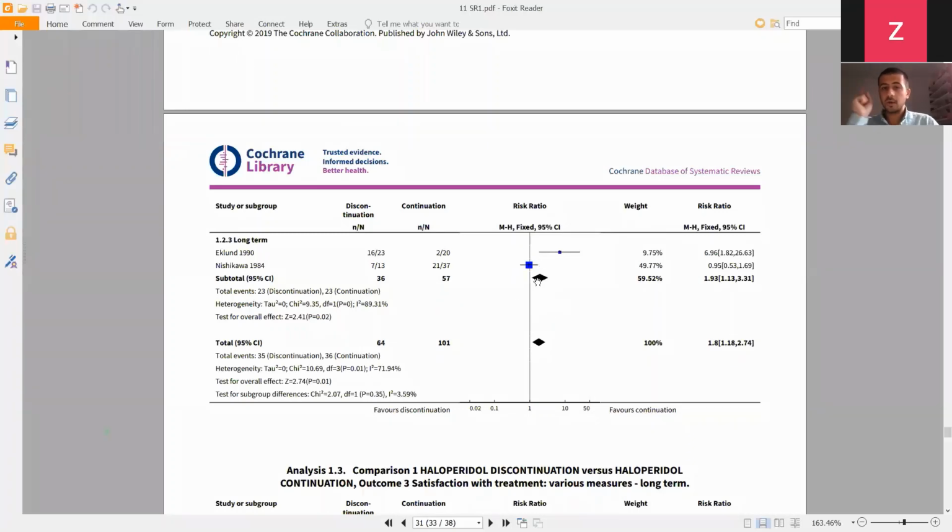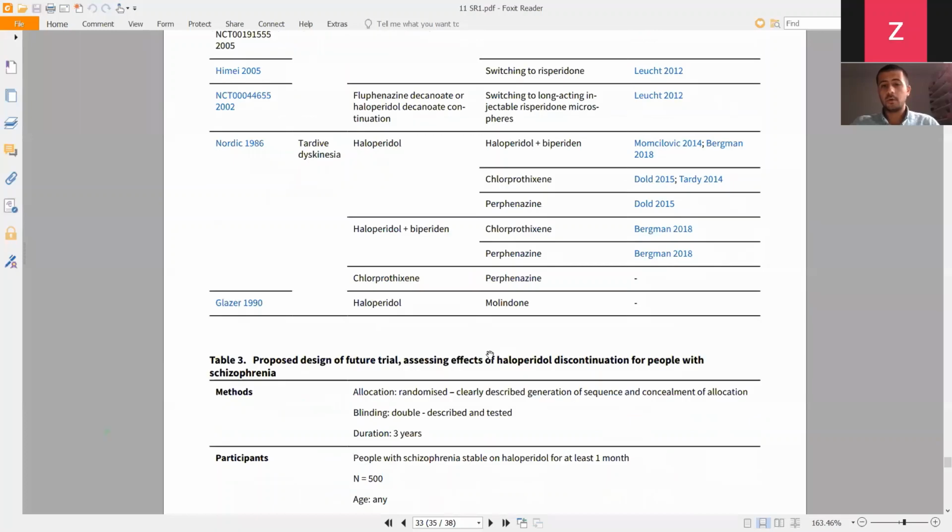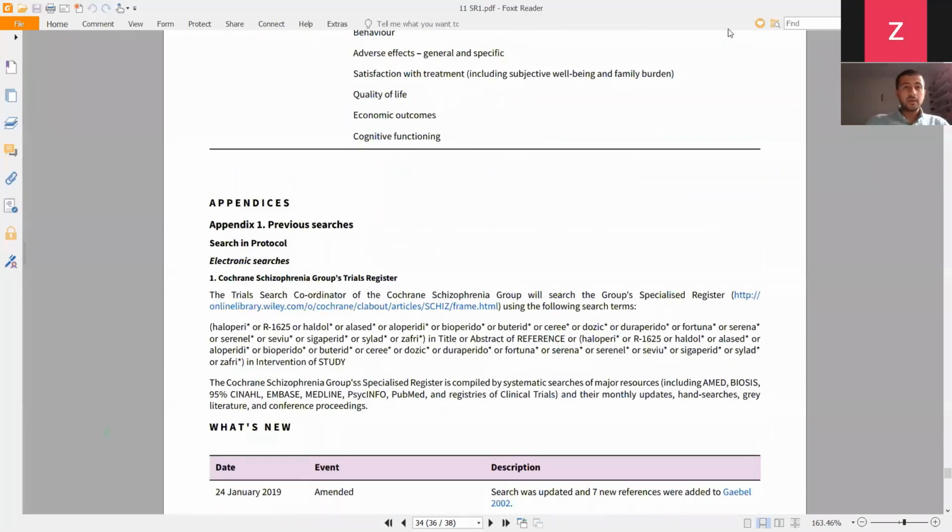And this gives me an answer. Here it says favors continuation, here favors discontinuation. Then this systematic review answers one question: is discontinuation good or bad? But when I'm saying literature review, it discusses everything. Okay, all these papers just give me one answer to one simple question. And we have several meta-analyses.